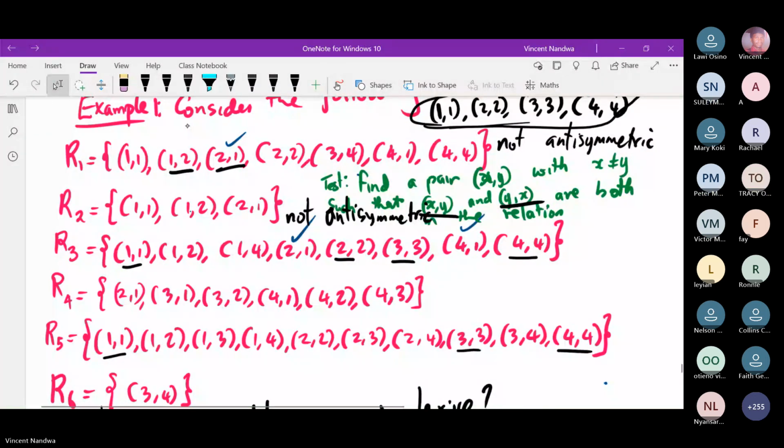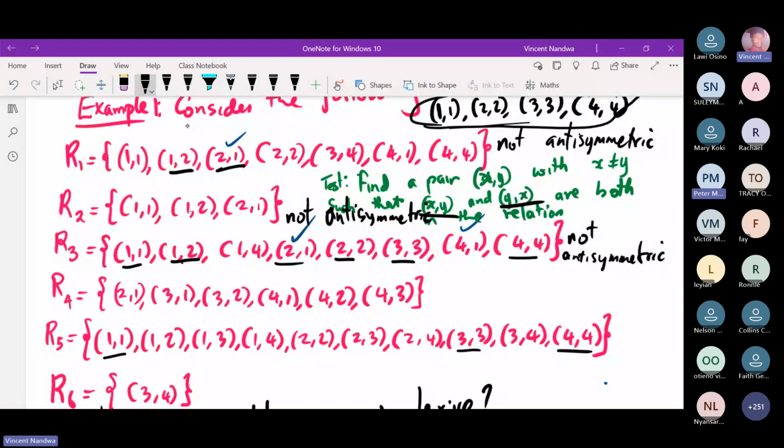R4. Let's now start one by one. There is a 2, 1. Is there a 1, 2? No. So we really can now say that it is not antisymmetric, because actually there's no x comma y and y comma x in the same relation. So let's go to the next one.